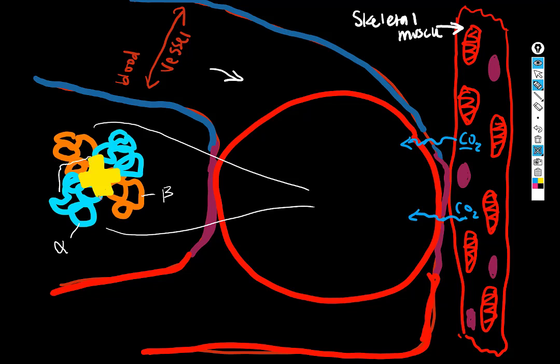And then there is a sort of flower-shaped pigment molecule in the center of all of those called heme. And at the center of the heme is an iron atom, Fe2+ specifically. So this is the thing that holds on to oxygen.